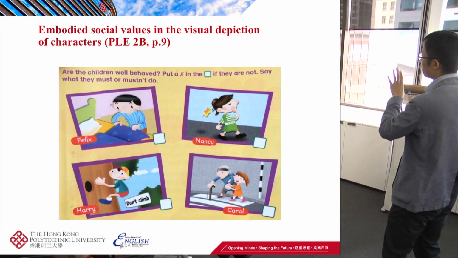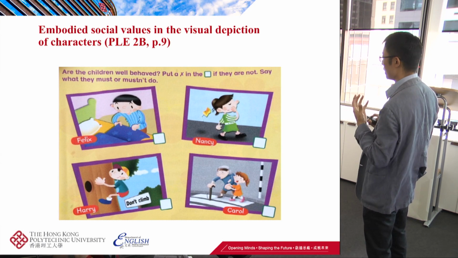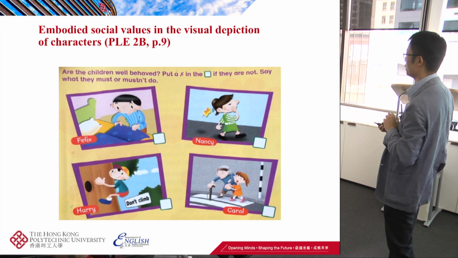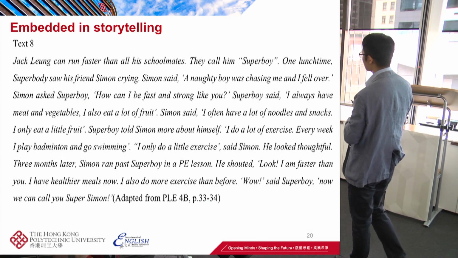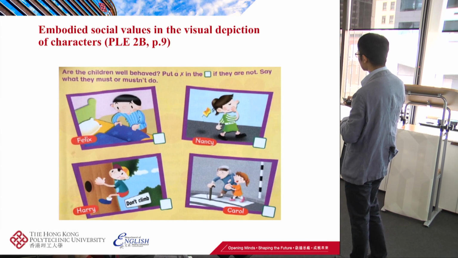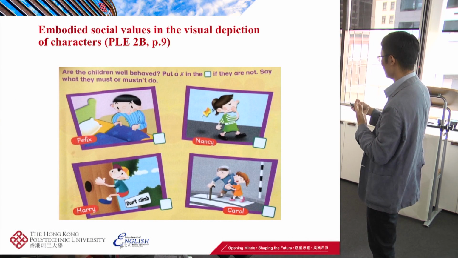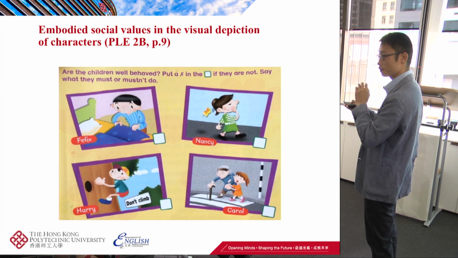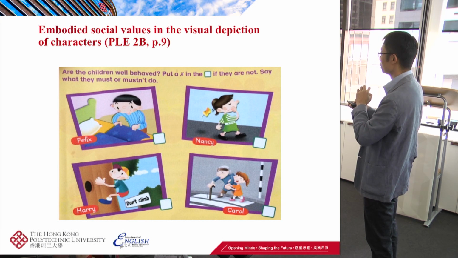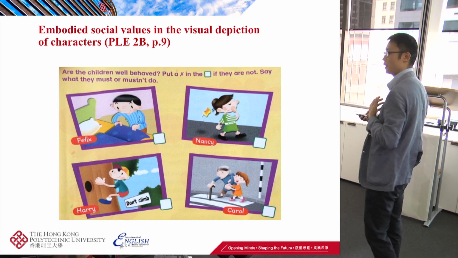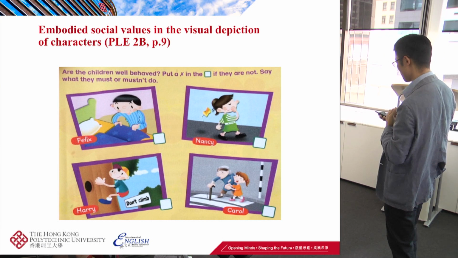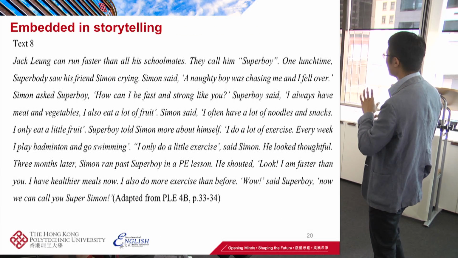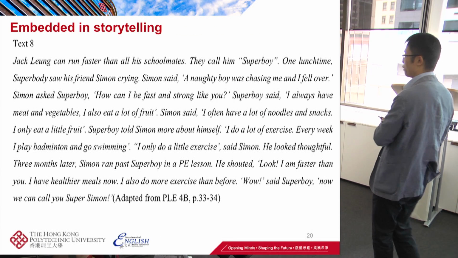Okay, so coming to the visual part, we just saw an example of embodied social values in the value depiction of characters. There's no language in here, just the depiction of the behavior, and then you provide your own judgment of their behavior. And embedded in storytelling, that's also very common.